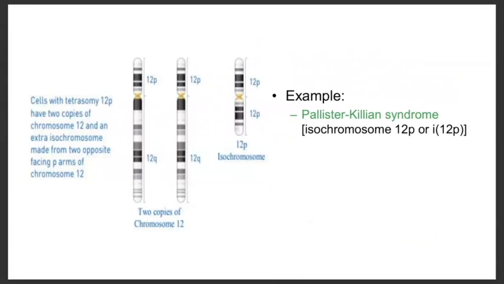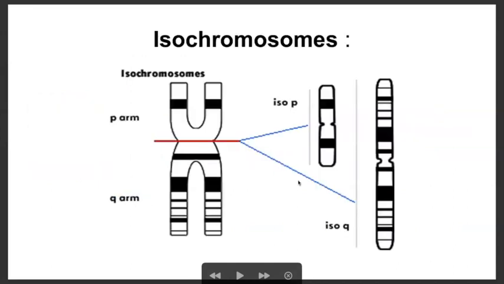So again, another example of isochromosome is the Pallister-Killian syndrome. And this is isochromosome 12p. So the short arm is the one that is copied. Okay, so this is the normal chromosome number 12, and this is isochromosome 12. So it's the short arm of the chromosome that is copied to the other side of the centromere, and now you have this mirror image of the 12p.